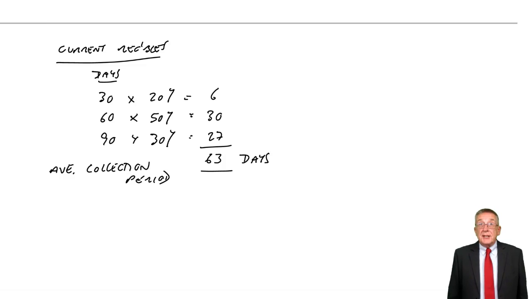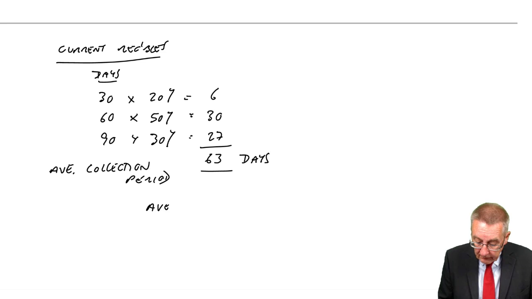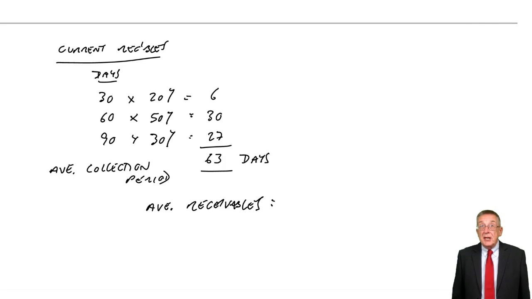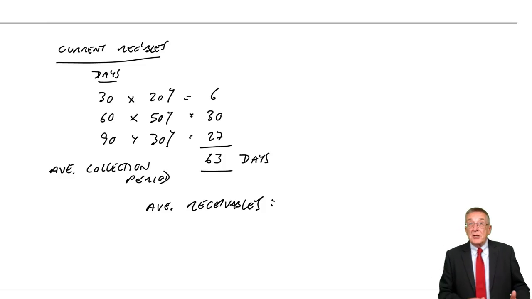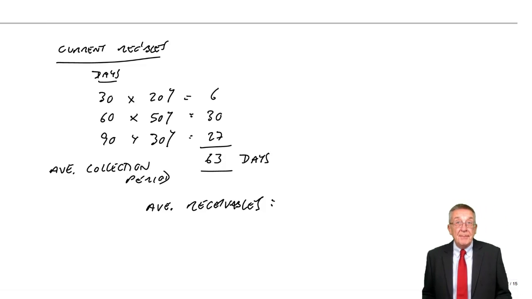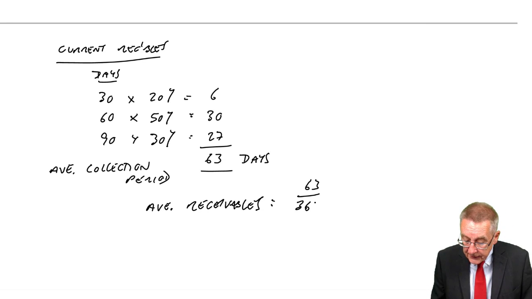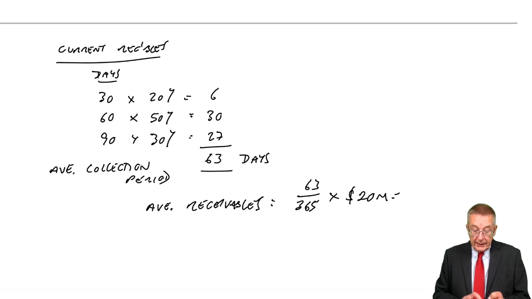Well, if on average they're taking 63 days to pay, what are the average receivables going to be? It says assume 365 days in a year. So if you're selling 20 million a year, on average, divide by 365, it's that much per day. 63 days on average is how much we're being owed. So it's 63 divided by 365 times 20 million, which on average is how much?